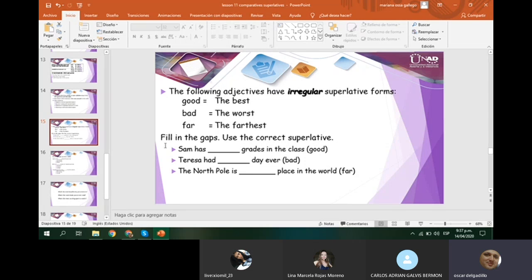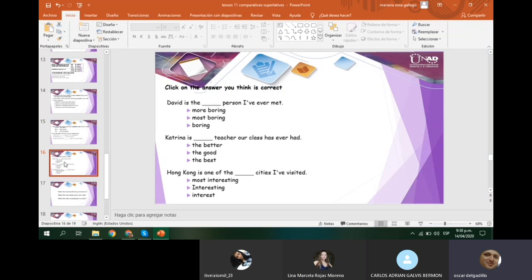Lina, can you complete these sentences? Fill in the gaps, use the correct superlative. Sam has the best grades in the class. Teresa has the worst day ever. The North Pole is the farthest place in the world. Okay, Lina.